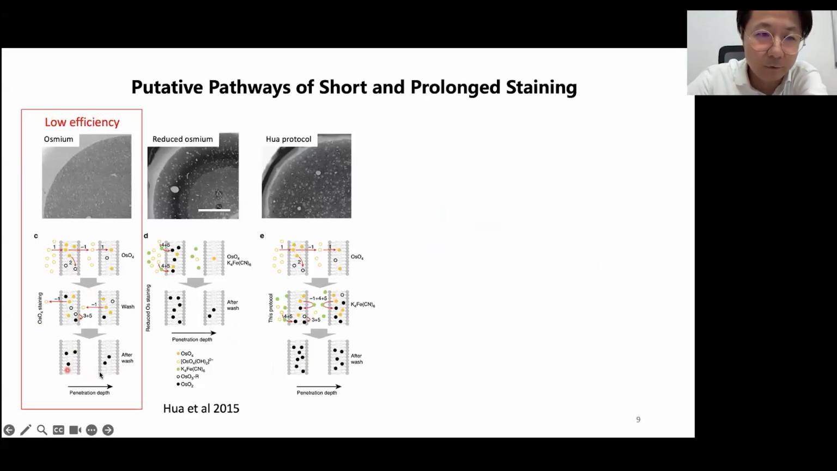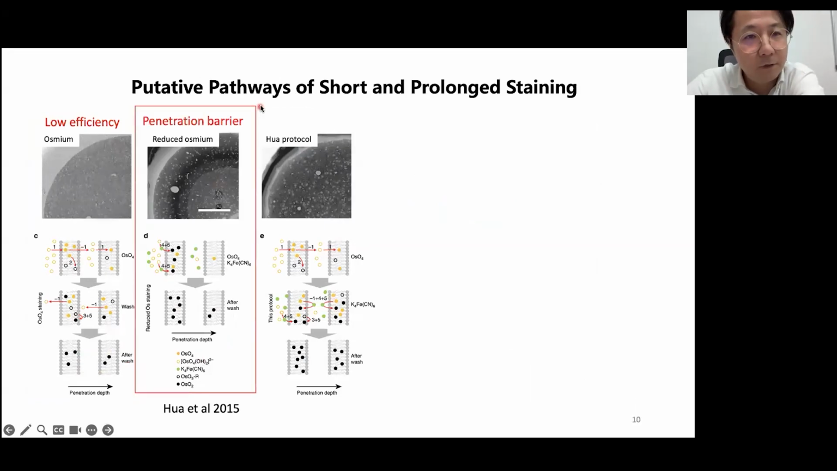Therefore, in the end, you will have reduced, or quite a weak, staining of osmium. And then the reduced osmium causes a penetration barrier. Because all the osmium will be in the reduced form, once it enters the membrane, it's difficult to get out. Therefore, it forms a kind of barrier for the further round of osmium penetration. Therefore, you have a very heavily stained surface, and then the core region is very weakly stained. And that is our understanding of reduced osmium.